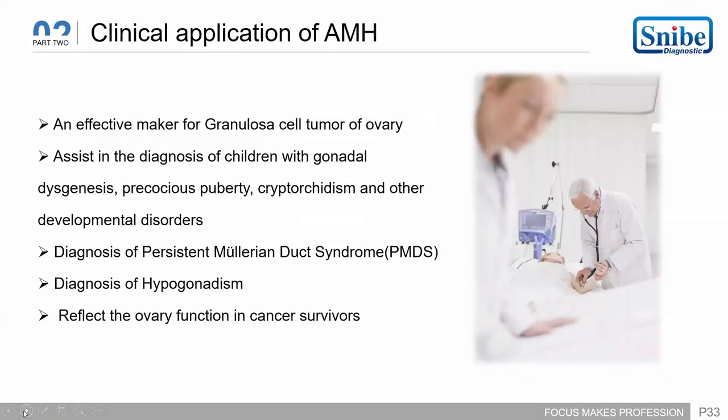So if we talk about the clinical utilization of anti-Mullerian hormone, as we know, it's an effective marker for granulosa cell tumors of the ovary, and it helps in the diagnosis of children with gonadal dysgenesis, precocious puberty, cryptorchidism, and other developmental disorders.